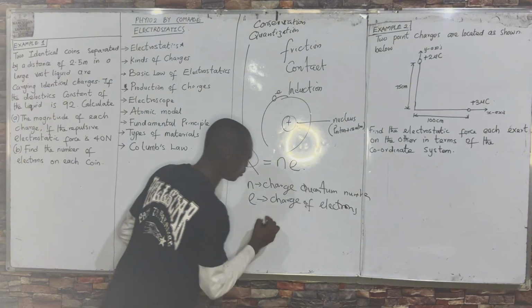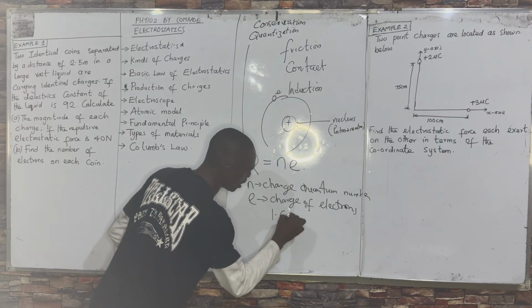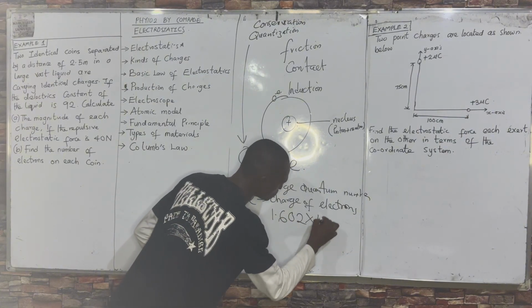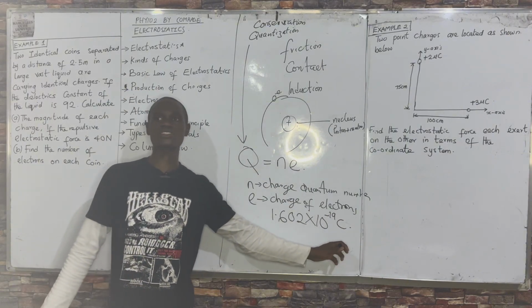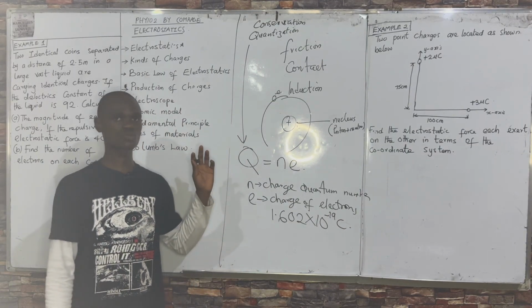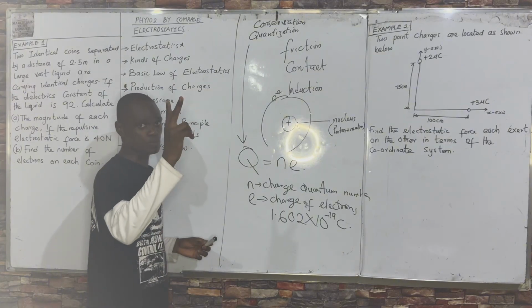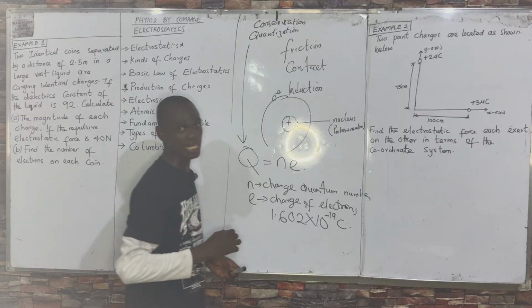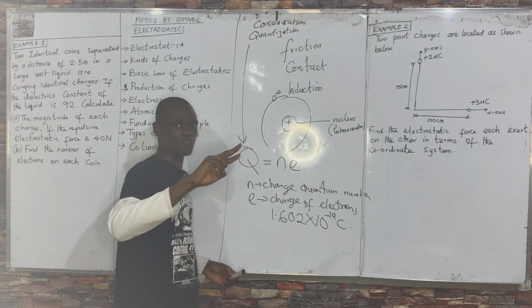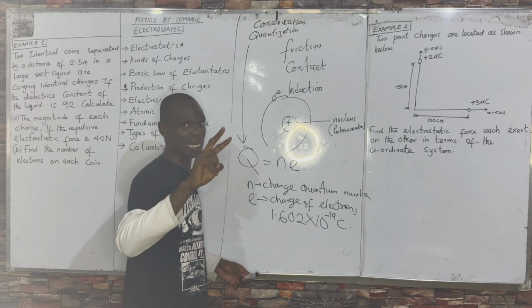And you must know that the charge of the electron is a constant value, 1.602 times 10 raised to power minus 19 coulombs. Charge is measured in what? Coulombs. So please, two principles you must keep in mind: the conservation of charge and the quantization of charge. In conserving charge, before and after is the same.